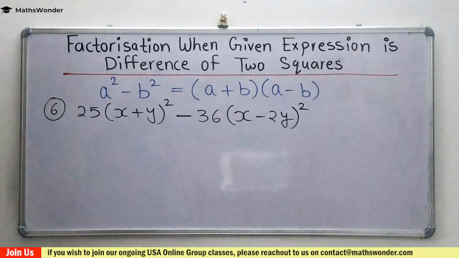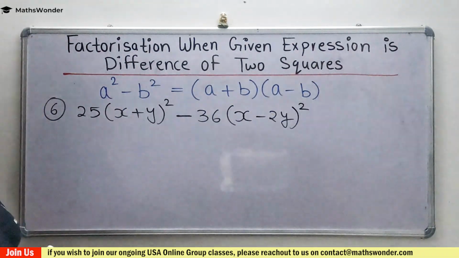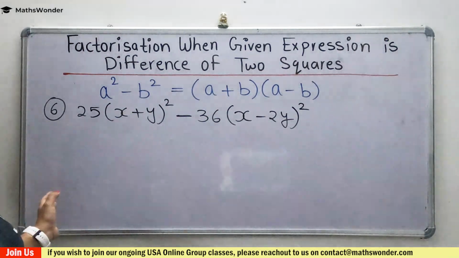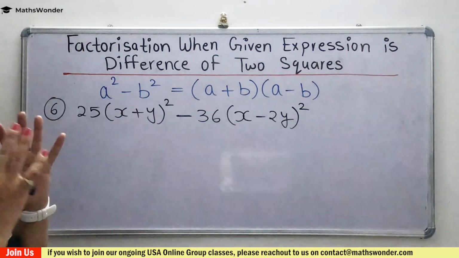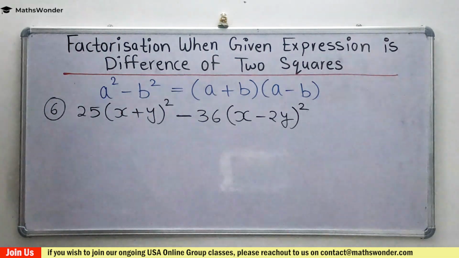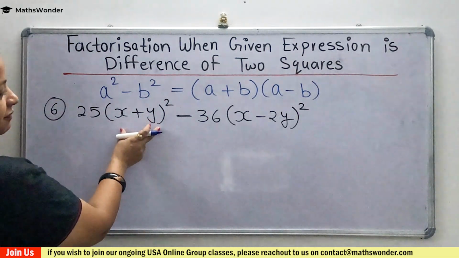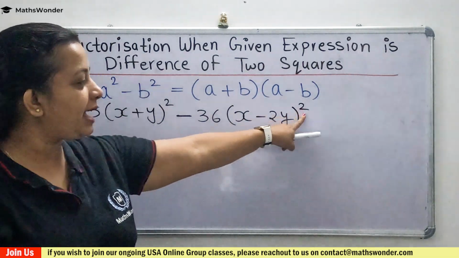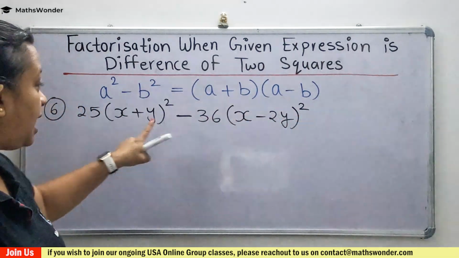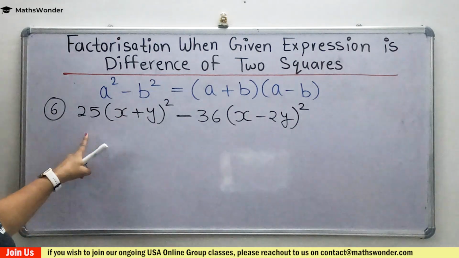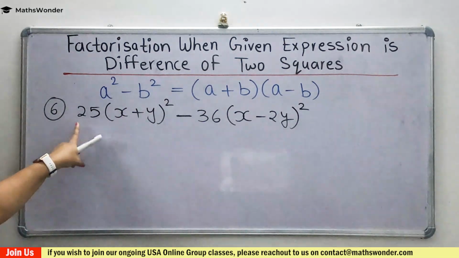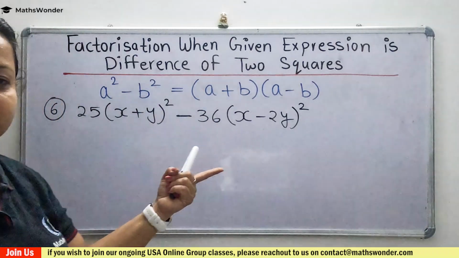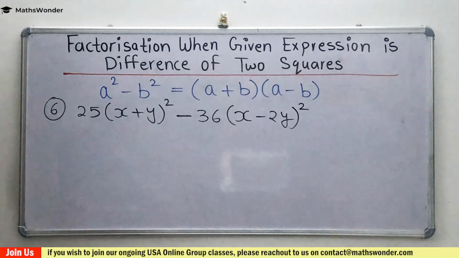So, what will you do in the sixth question? See the question. It's not complicated. It's a very easy question. When I see it at first look, it looks complicated, but it's not. Why? Because x plus y is already given in the square form, x minus 2y square is already given in the square form. The other part you have to convert into the square form. We can easily convert, because 25 is the square of 5 and 36 is the square of 6, as you know, right? Easy.